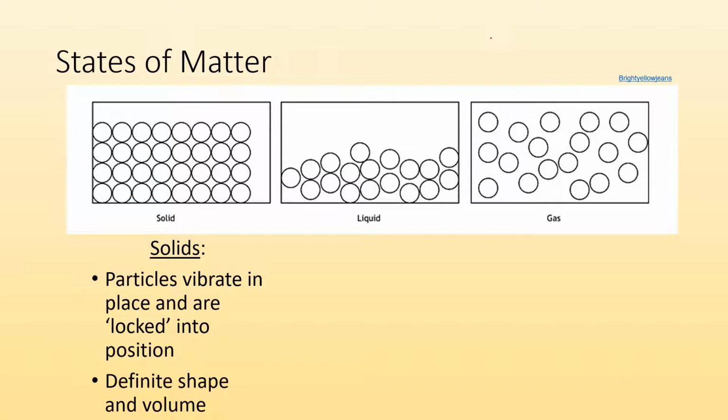It could be in the solid state, where particles vibrate in place and are locked into position. So you can see all of these particles, they're stuck in that specific position and they can shake, but they're never going to move or flow. So solids have definite shape and a definite volume.